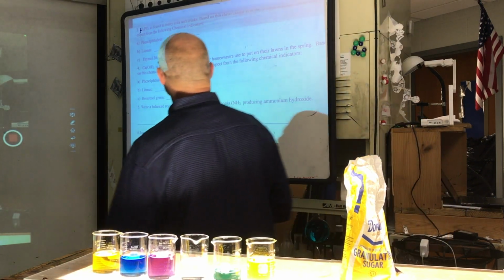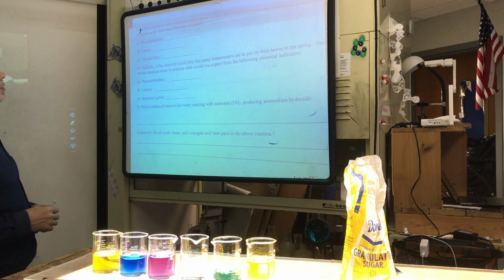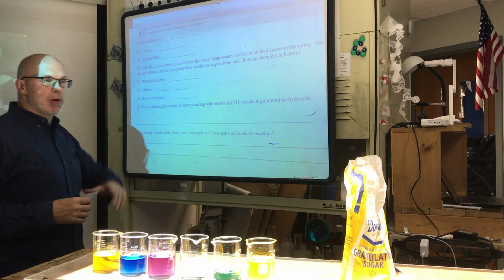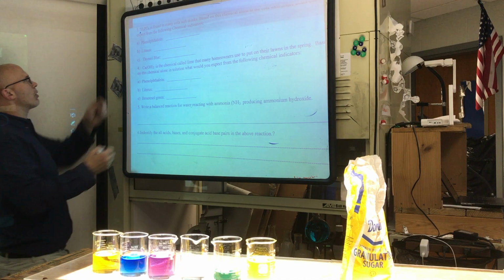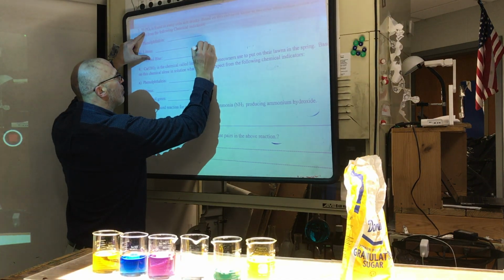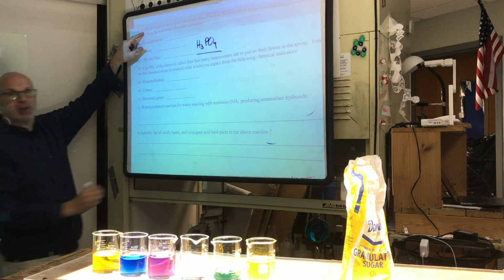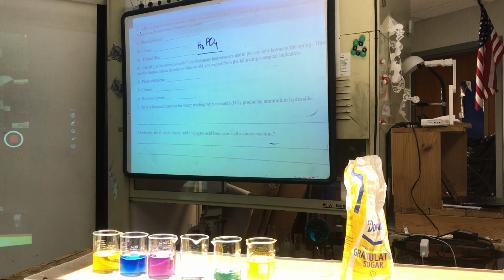H3PO4 is found in many soft cola drinks. Based on this chemical alone, what color would you expect? Now, what I'm really telling you is H3PO4. Do you think it's an acid, base, or neutral? What is the distinguishing characteristic about this chemical as given to you? What is in front? H. The H's are screaming to you that this gives off H's. All right, so it's an acid.